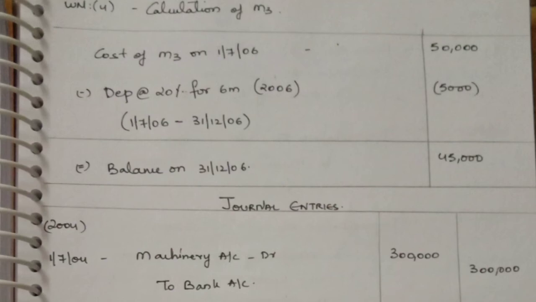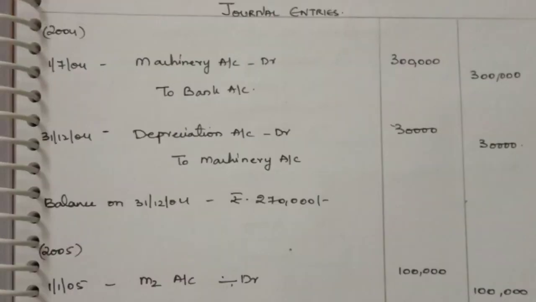Okay, and the next, see the line diagram, record the journal entries. By seeing the line diagram, on 1st July 2004 you are purchasing machinery 1. So machinery 1 account debit to bank account 3 lakhs, and on 31st December you are calculating the depreciation. See working note 1 and take the depreciation amount of machinery 1. Depreciation account debit to machinery 1 account 30,000. So the balance as on 31st December 2004 is 2,70,000.